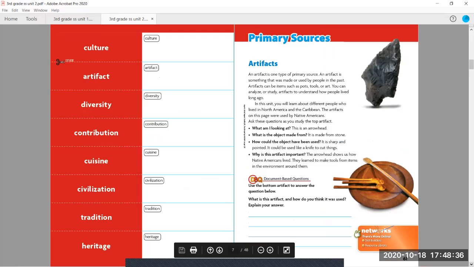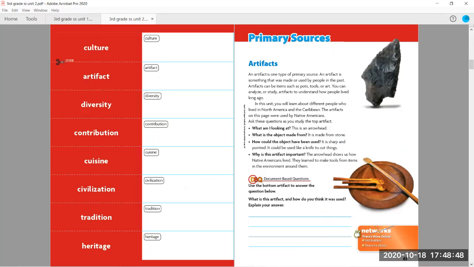We're going to go on to the last part, which is our primary sources, where we're going to talk some more about one of our vocabulary words, which is artifacts. An artifact is one type of primary source. An artifact is something that was made or used by people in the past. Artifacts can be items such as pots, tools, or art. You can analyze or study artifacts to understand how people lived long ago.